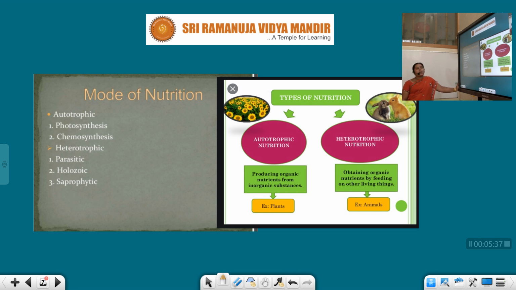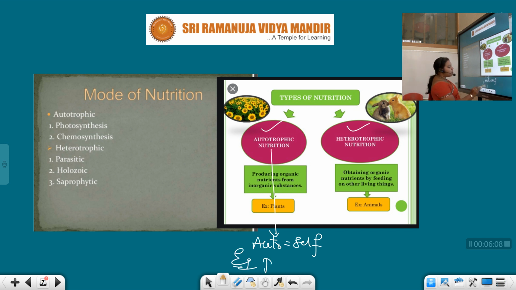Let us study the different modes of nutrition. Depending upon the type of food habit, living creatures follow two types of nutrition. What are those? Autotrophic nutrition, and the second one is heterotrophic mode of nutrition. In the autotrophic mode, the word auto means self. Here the organism itself is able to synthesize its own food material. The best example, students, is all green plants, which perform photosynthesis so that they are able to synthesize their own food materials.